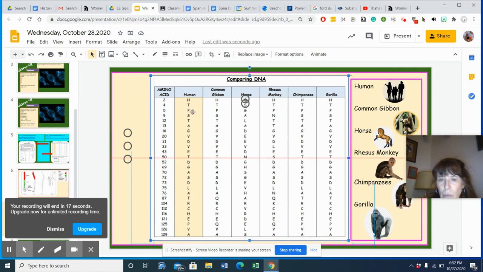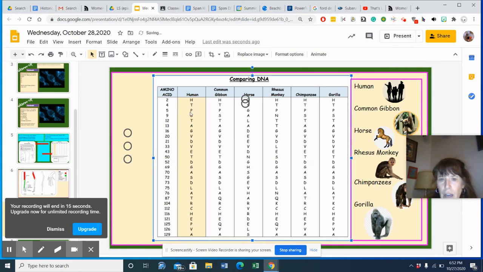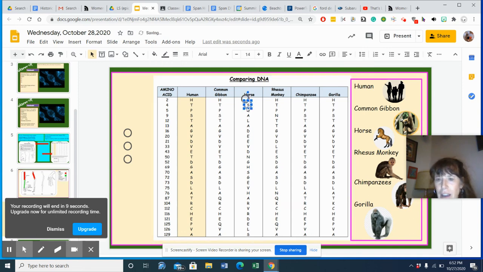So then the same thing. I moved those, I'm very sorry. And then the next one, I'm going to go ahead and compare each one back to the human.